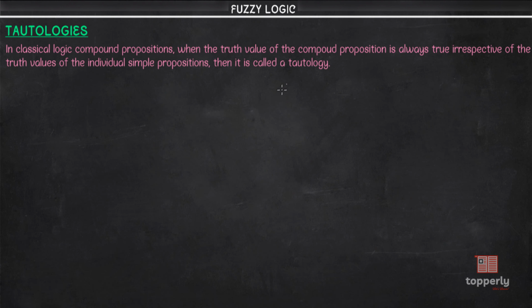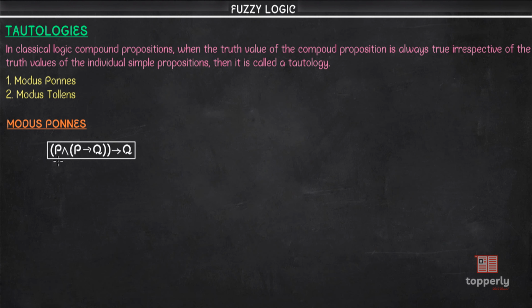Now let's see two types of tautologies. We have Modus Ponens and Modus Tollens. Let's start with Modus Ponens. In Modus Ponens, the tautology is given as P conjunction P implies Q, where the entire thing implies Q. This means that if you have two propositions P and P implies Q, and if they both are true, then the truth of the proposition Q will automatically be inferred or implied. So this is what Modus Ponens is.